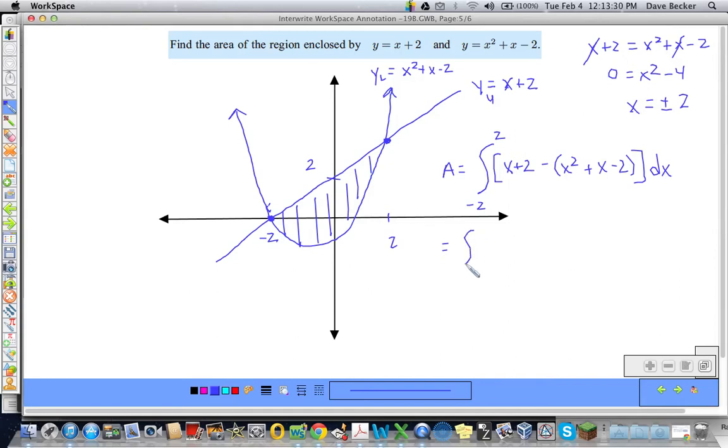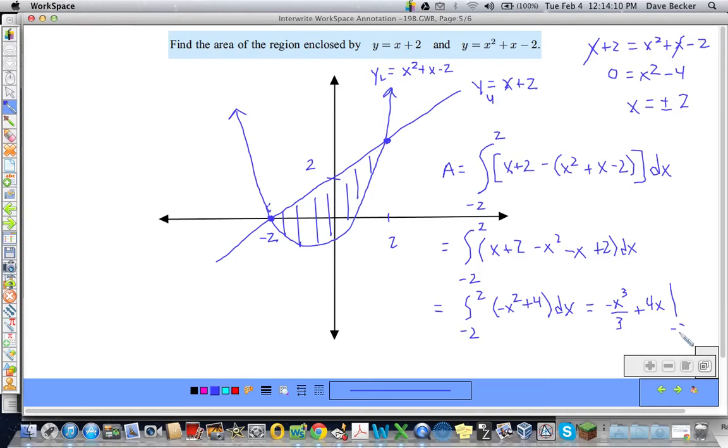So this would equal the integral from -2 to 2 of x plus 2 minus x squared minus x plus 2 dx. Let me clean it up a little more before I integrate. From -2 to 2, x minus x is gone, 2 plus 2 is 4. So that's going to be the integral of negative x squared plus 4 dx. And so that will equal negative x cubed over 3 plus 4x, evaluated from -2 to 2.